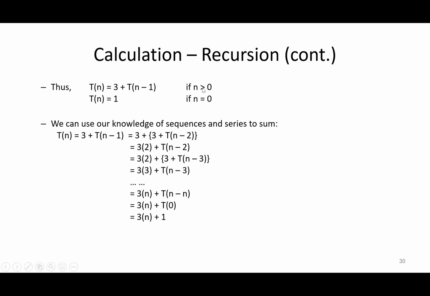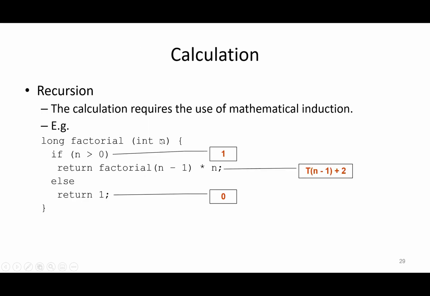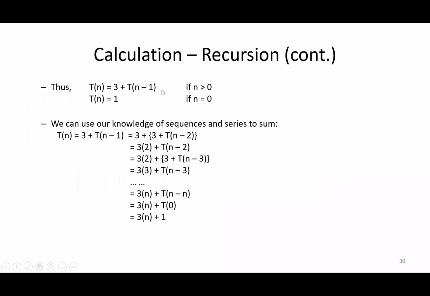But if your n is more than 0, it will be 3 plus T(n minus 1). This one comes from where? 3 plus T(n minus 1). It actually comes from here. If my n is more than 0, so I will go inside the function, I still need to compare here. It requires one step, right? And then I will call the function again, right? Because my n is more than 0. So that's why it's 1 plus this T(n minus 1) plus 2. So it's 3 plus T(n minus 1).